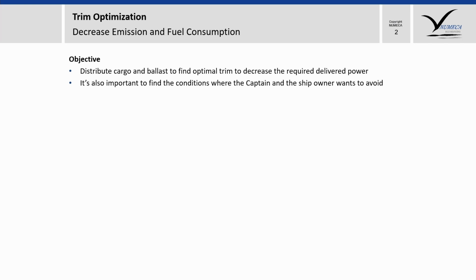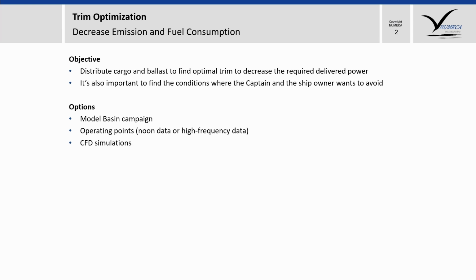And what are our options if you want to perform a trim optimization? We can go to a model basin, or we can use the operating points of the vessel. This option is a bit more tricky and I would say less accurate. And finally, we can use numerical simulation or CFD simulation. And that's what I want to share with you today. You're going to learn how to set up a trim optimization project, creating multiple simulations with the help of our Fine Marine Sail Wizard Matrix mode.